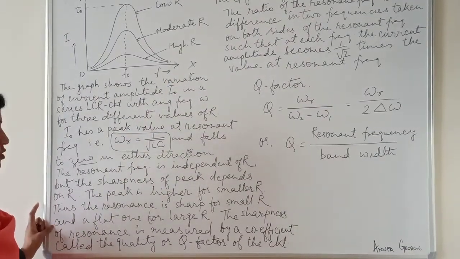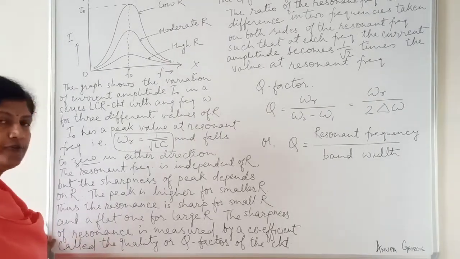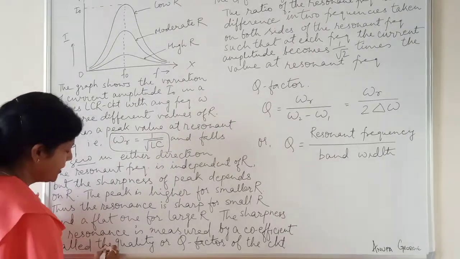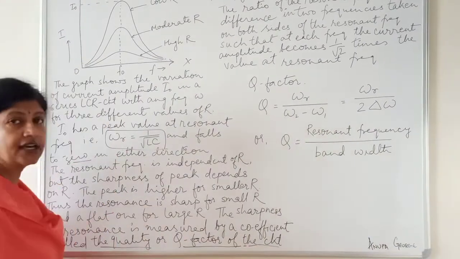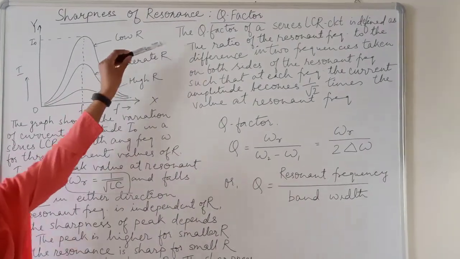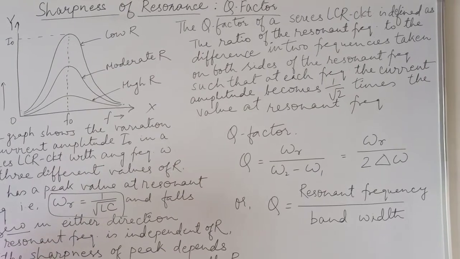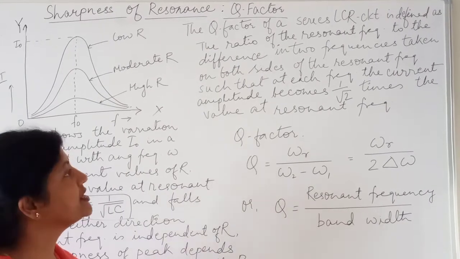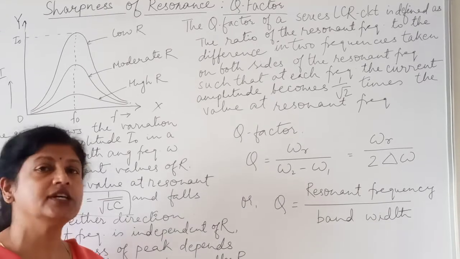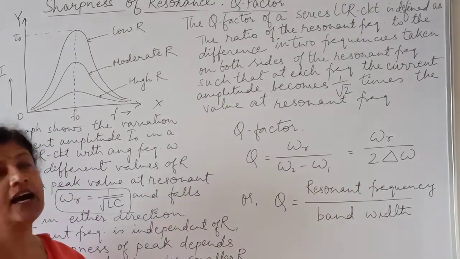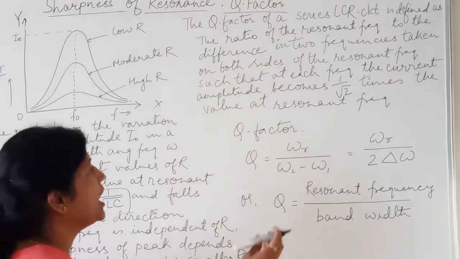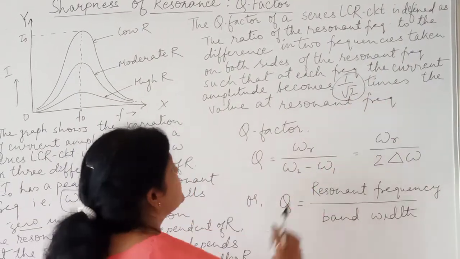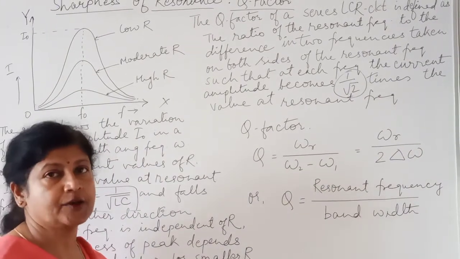The sharpness of resonance is measured by a coefficient called the quality or Q factor of the circuit. The Q factor of a series LCR circuit is defined as the ratio of the resonant frequency to the difference in two frequencies taken on both sides of the resonant frequency, such that at each frequency the current amplitude becomes 1 upon square root 2 times the value at resonant frequency.